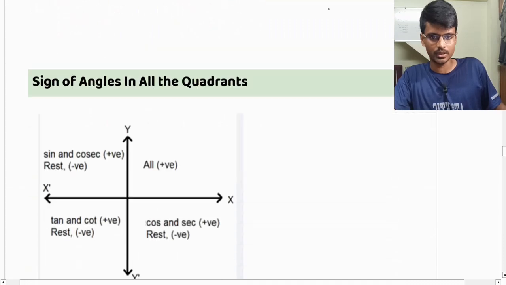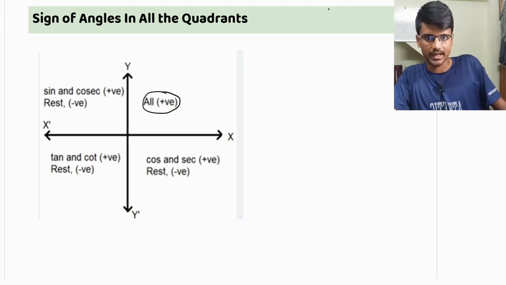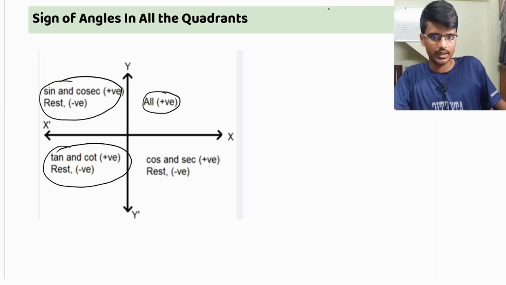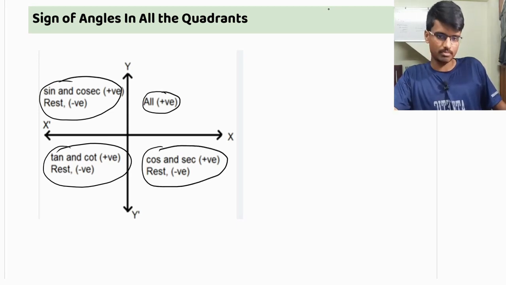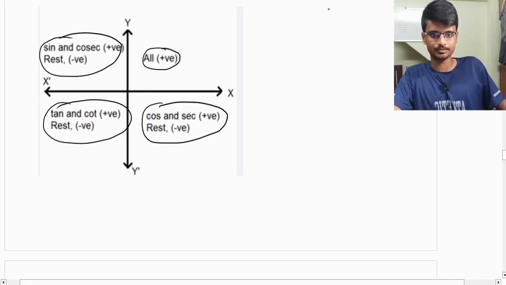I have summed it up here. In the first quadrant, all of them are positive. In the second quadrant, sine and cosec are positive and the rest all are negative. In the third quadrant, tan and cot are positive, the rest all are negative. In the fourth quadrant, cos and sec are positive and the rest all are negative. Please make a note of this. Very important. You need to know this and remember this. We'll be applying this.